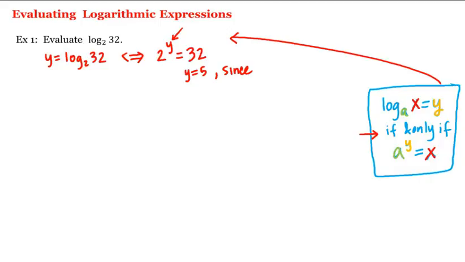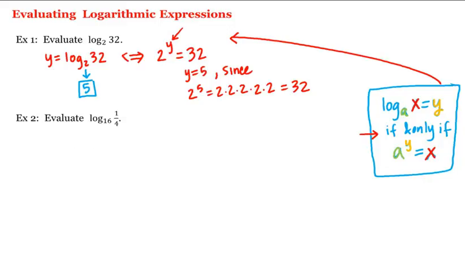Since 2 to the 5th power is equal to 2 times 2 times 2 times 2 times 2, 5 times, which is equal to 32. Therefore, log base 2 of 32 is 5, which would be our answer. Let's look at another example. Let's evaluate log base 16 of 1/4.